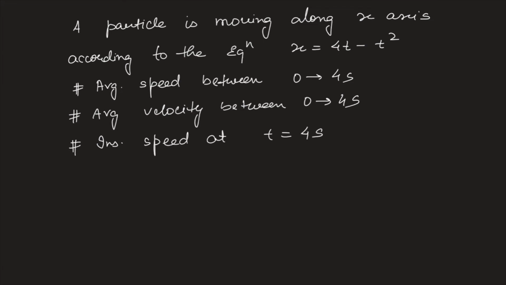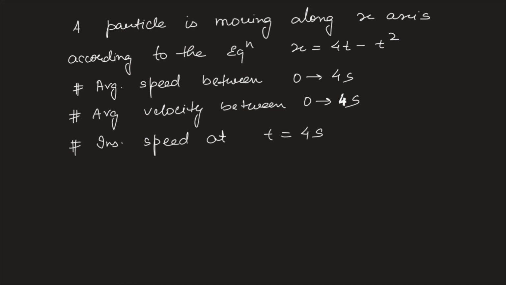Now this is a very important thing. I have explained this in previous videos, but I want to reiterate it. Whenever someone asks you an average speed or average velocity, they will always give you an interval of time. And when anyone asks you instantaneous speed, they will always provide you with a time instant, a certain perfect moment of time. So let's start with this.